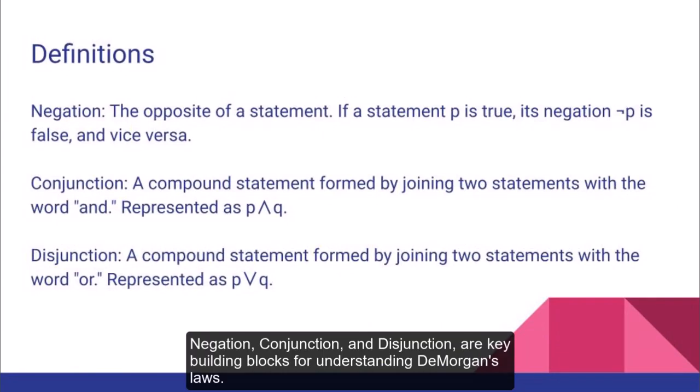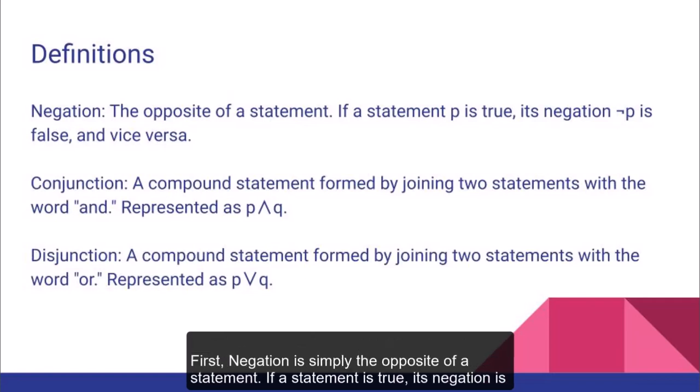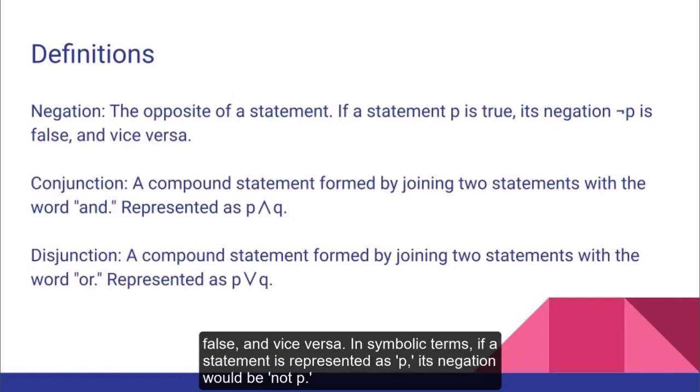Negation, conjunction, and disjunction are key building blocks for understanding De Morgan's laws. First, negation is simply the opposite of a statement. If a statement is true, its negation is false, and vice versa. In symbolic terms, if a statement is represented as P, its negation would be not P.